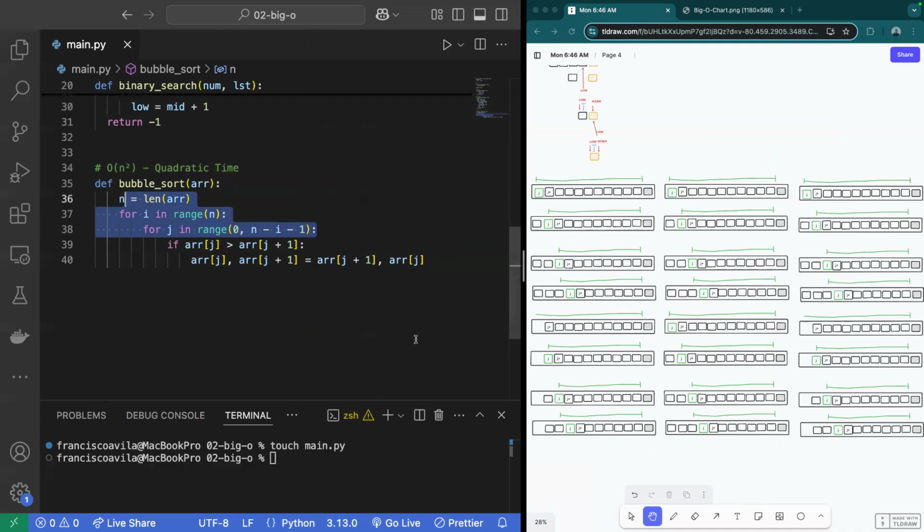Does anyone have any questions over O of n squared? Why do we never touch the last index?